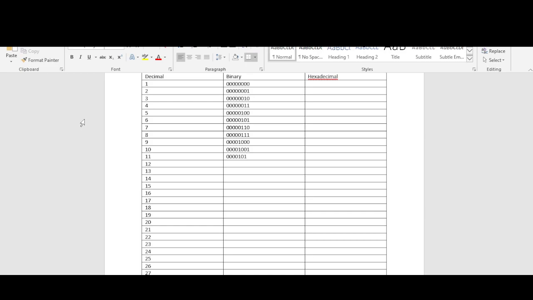Manisha. Present, ma'am. Manjot Kaur. Present, ma'am. Manjot Kaur number 2. Present, ma'am. Mahakdeep Kaur. Present, ma'am. Muskan. Present, ma'am. Nisha. Absent.